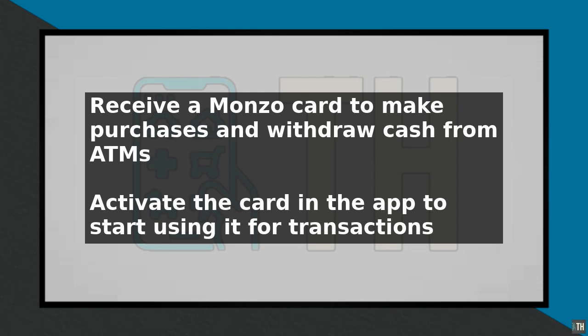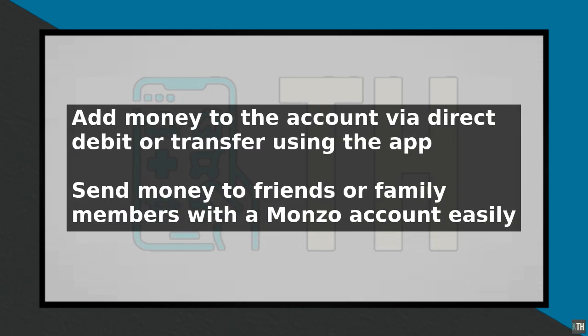One of the key features of the Monzo app is its ability to track your spending in real time. The app will categorize your transactions into different categories such as food, transport, and entertainment, making it easy to see where your money is going.